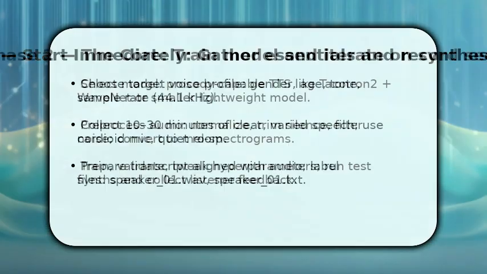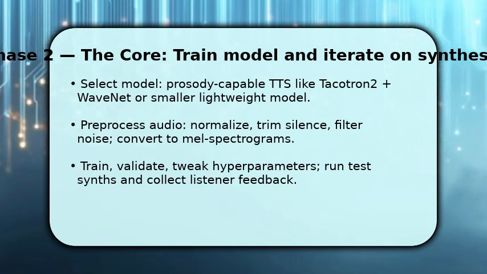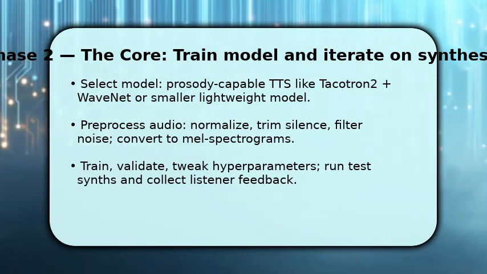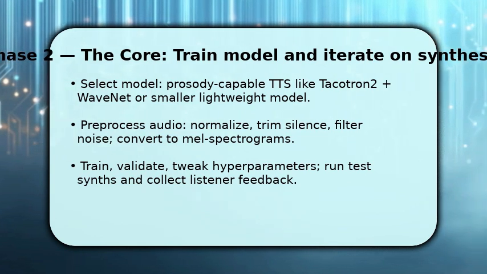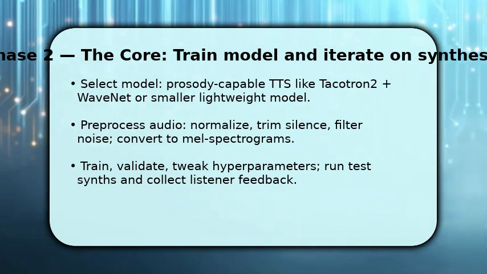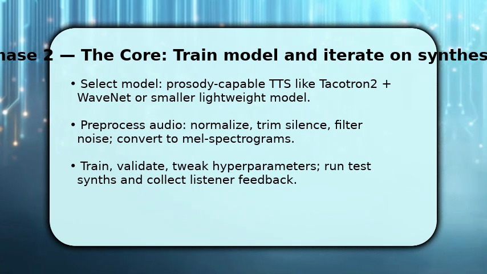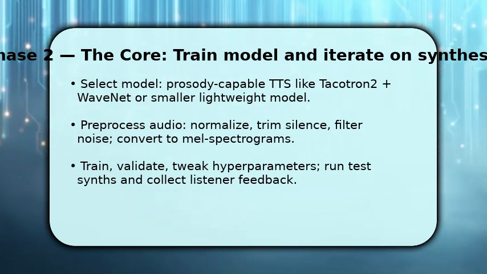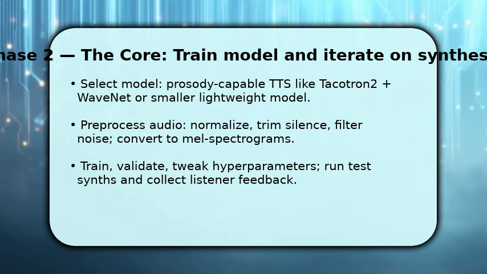You now preprocess and convert audio to MEL spectrograms, normalizing levels and trimming silence. This ensures consistent input. Choose a TTS pipeline. For natural prosody, use Tacotron 2 with a WaveNet-style vocoder, or a lighter end-to-end model if latency matters.